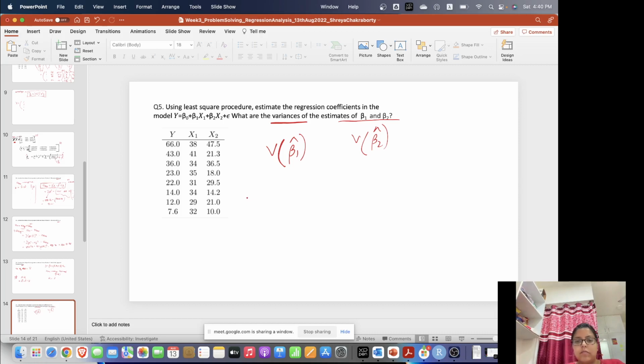Now, if I consider beta normally, then this is beta naught, beta 1, beta 2. Beta 1 hat would be this thing. If we have to derive it, then this is x transpose x inverse x transpose y.